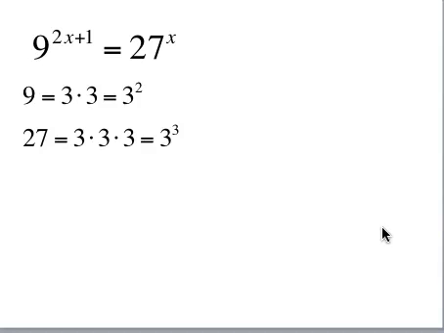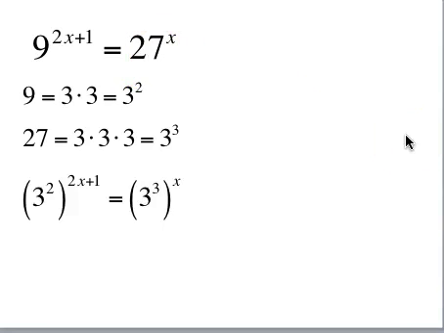So let's recognize that fact. 9 is 3 to the 2nd power. 27 is 3 to the 3rd power. So we're going to rewrite 9 as 3 to the 2nd power raised to the 2x plus 1. Rewrite 27 as 3 to the 3rd power raised to the x. And then we must remember that when you raise a power to a power, you multiply the exponents. So on the left-hand side, it will be 3 to the 2 times quantity 2x plus 1. On the right side, it will be 3 to the 3x.